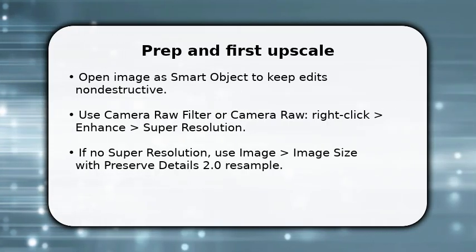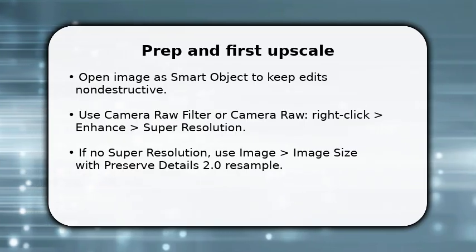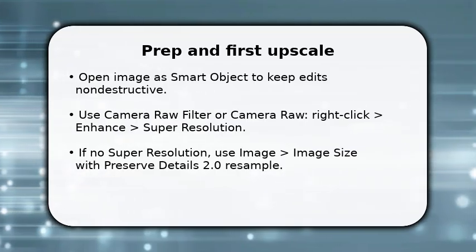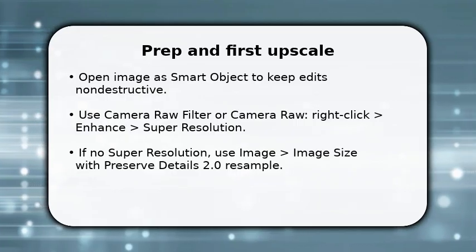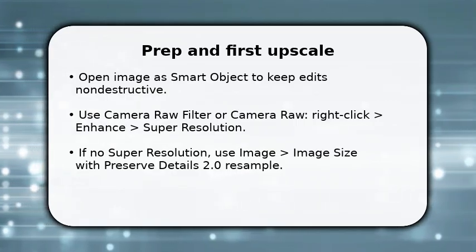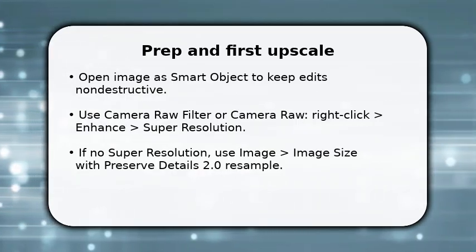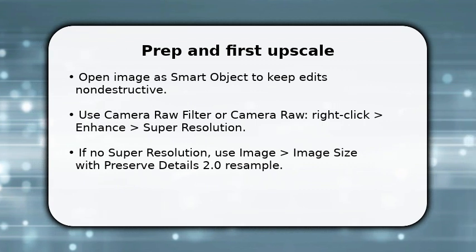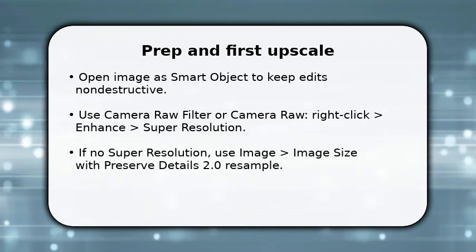If Super Resolution isn't available, go to Image Size and resample using Preserve Details 2.0. Set a modest upscale like 150 to 300% and click OK. You're aiming to increase pixel data while keeping edges intact before sharpening.